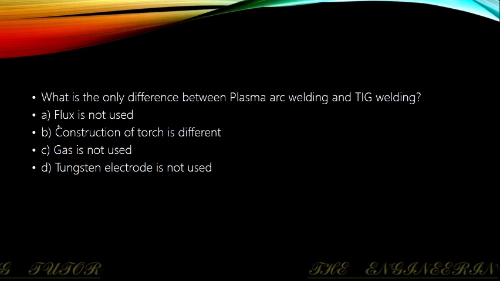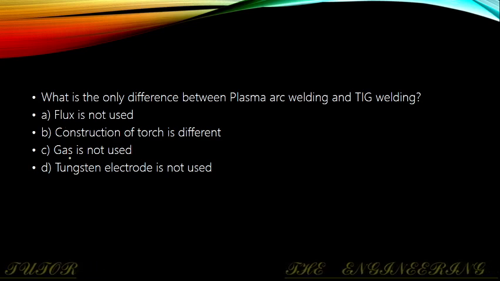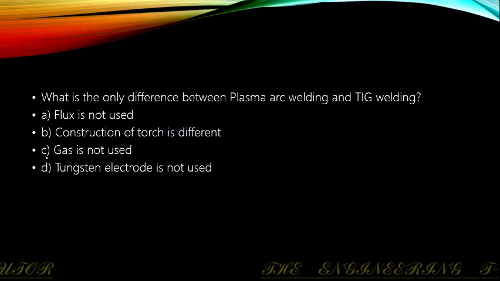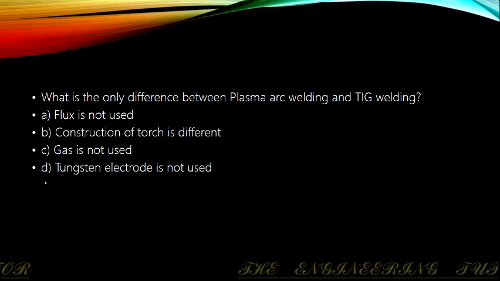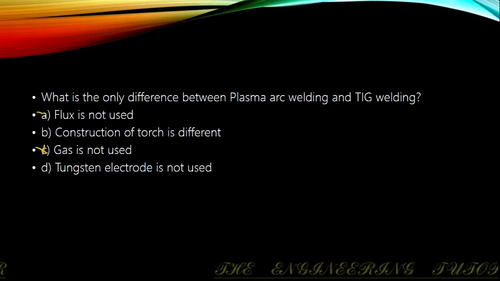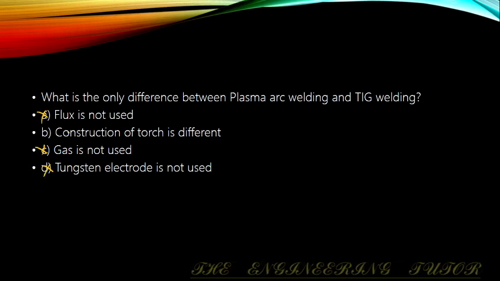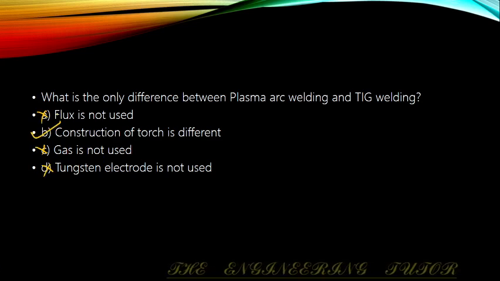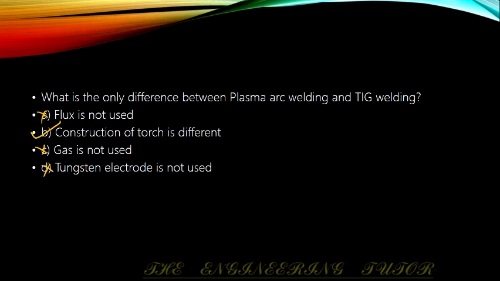The flux is not used, gas is not used. It is, both are using gas. Tungsten electrode is not used. So we can remove all this. Construction torque is different for plasma arc welding and TIG welding.